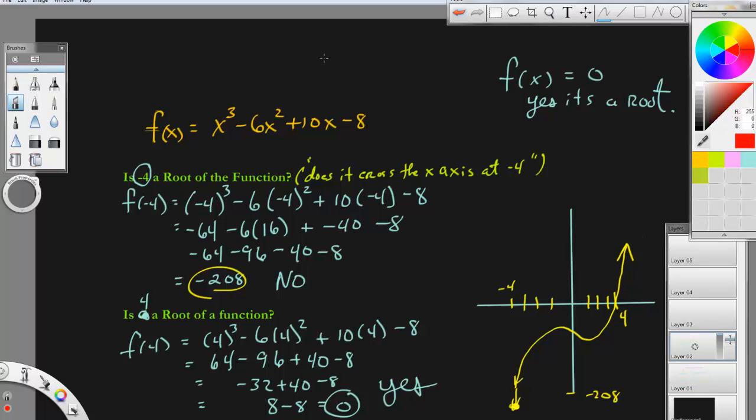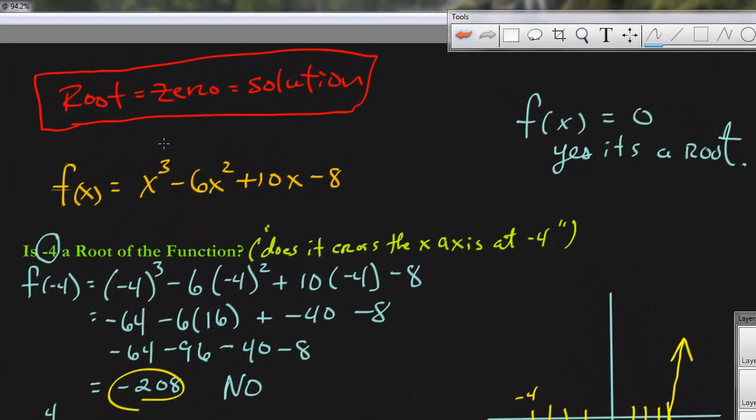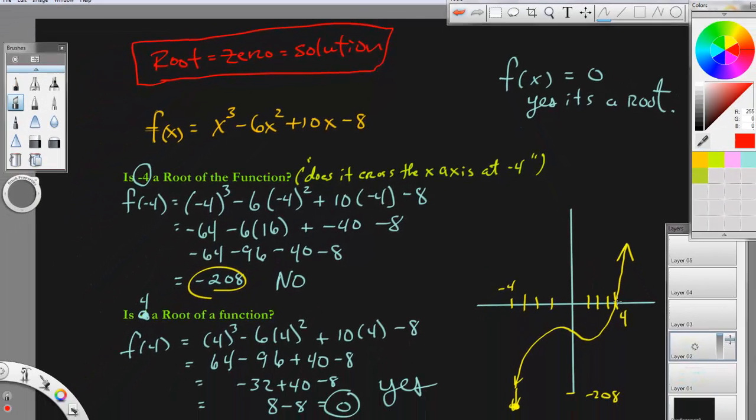Sometimes, just to point this out, the word root, the word zero, and the word solution are all synonyms. They're all the same thing when you're talking about this. So if you ever hear any of these words, they're kind of the same thing. So a root, a zero, if it asks you to find the zeros of the graph, it would be where it crosses the x-axis.